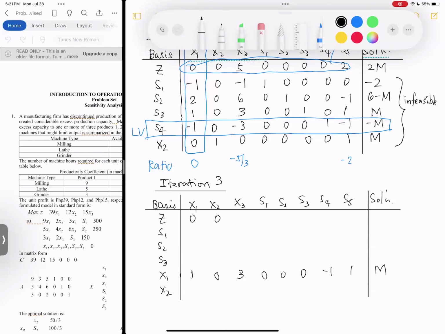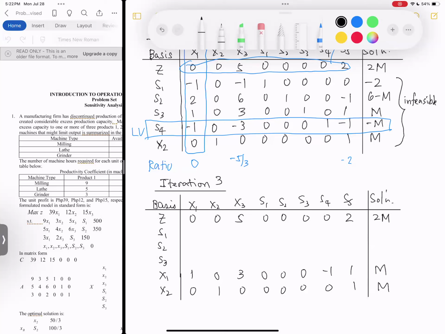So 0 already. So 0, 5, 0, 0, 0, 0, 2. And then 2m. Then you have 0 here. 1, 0, 0, 0. Okay. So I'll take care of the S1 row na rin.